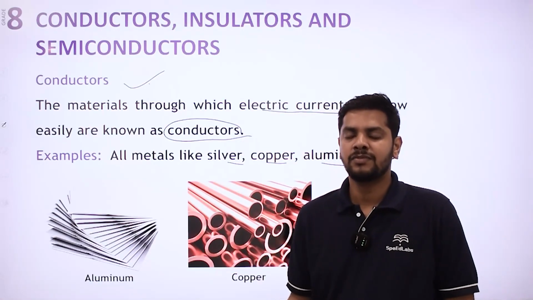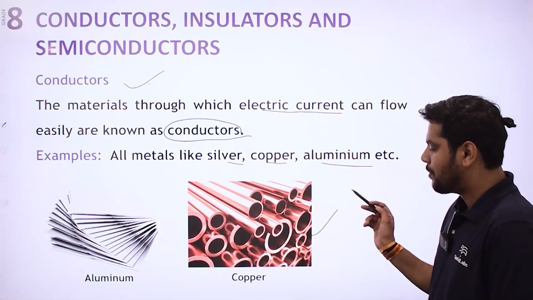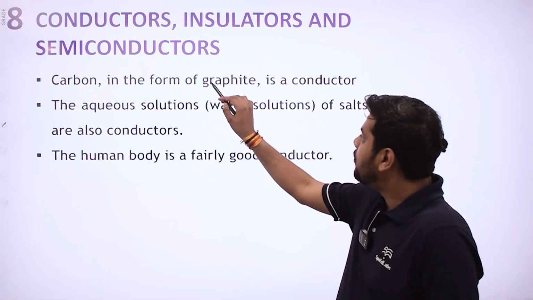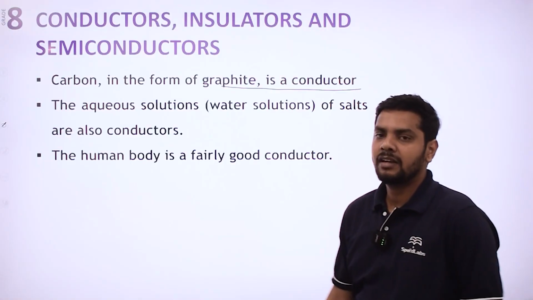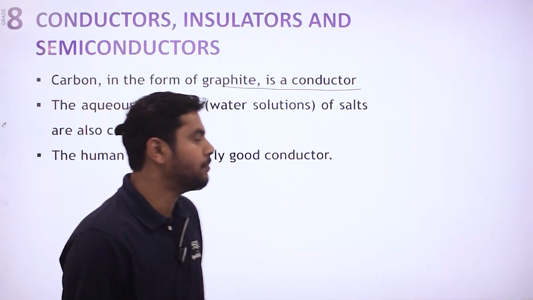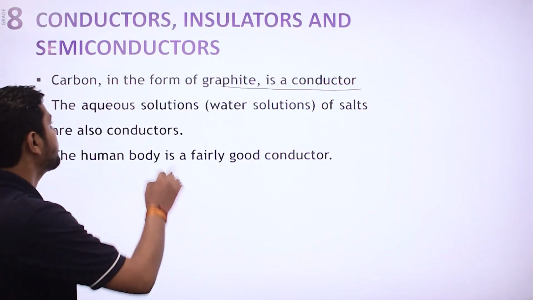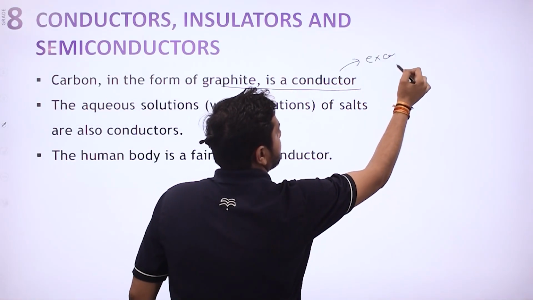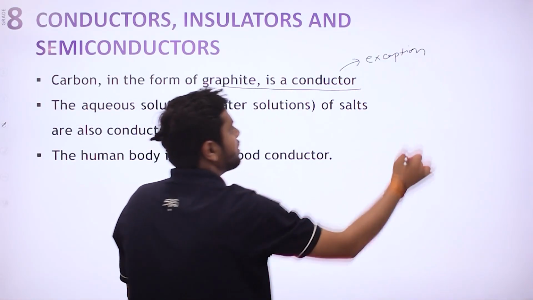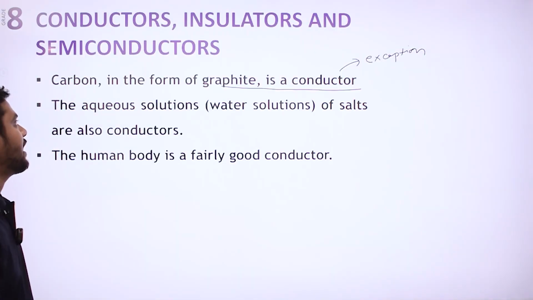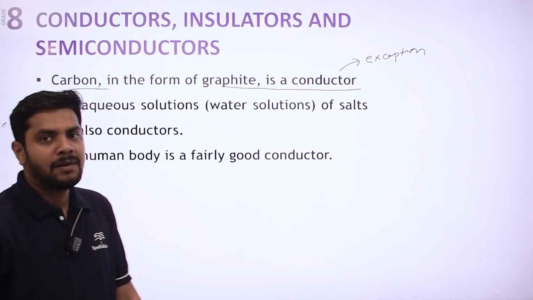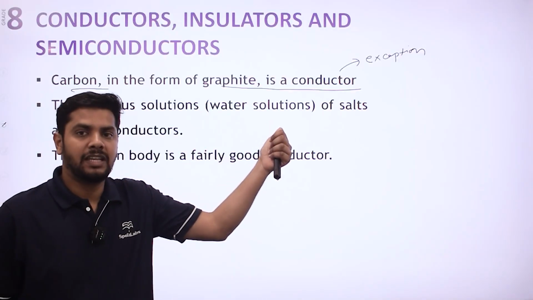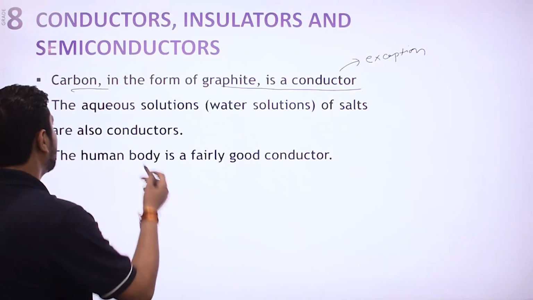Generally, all the wires which we use are made up of copper, students. Similarly, carbon in the form of graphite is a conductor. Carbon is not a metal, so this is one of the exceptional cases. And carbon not in all of its forms, only carbon in the form of graphite is considered a conductor.